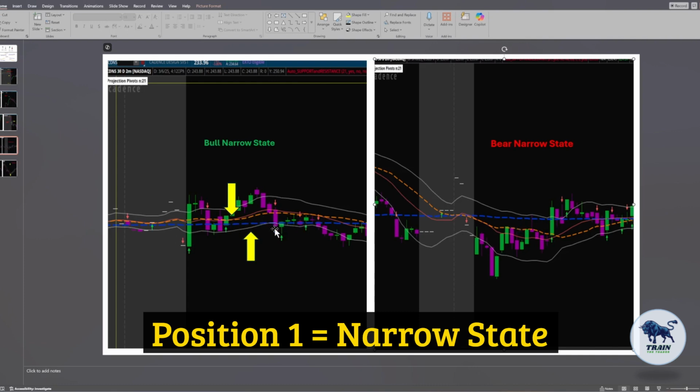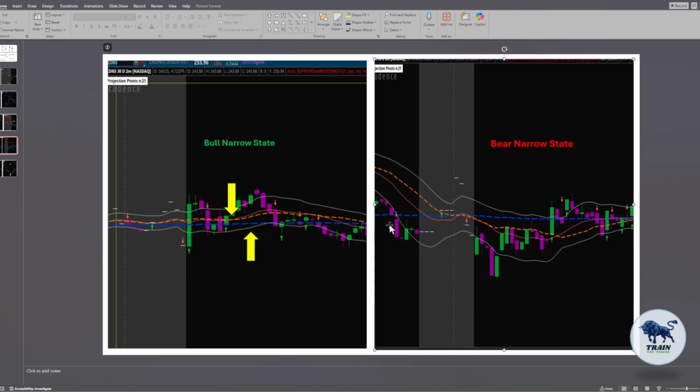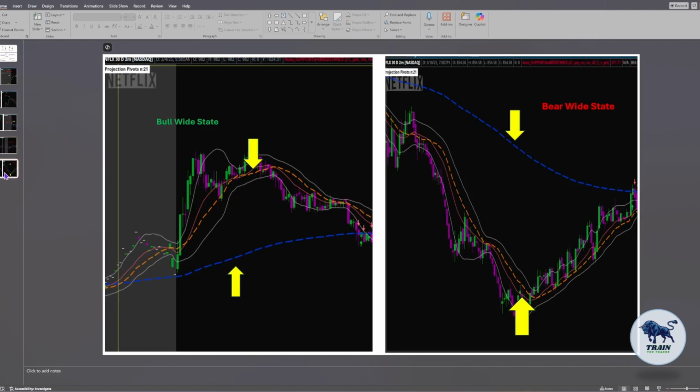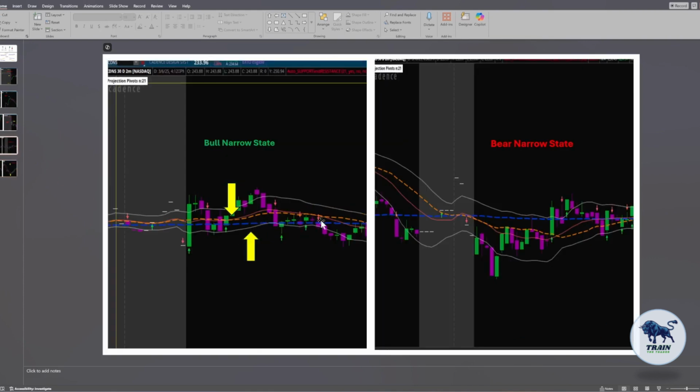Narrow state. Position one. Okay? Remember that. Position one. Now we get to our wide state. See how much separation we have in between the 200 and the 20 SMA here? Very wide space compared to our narrow state. Y'all see that? That's super important. Super important. I'll get to why.